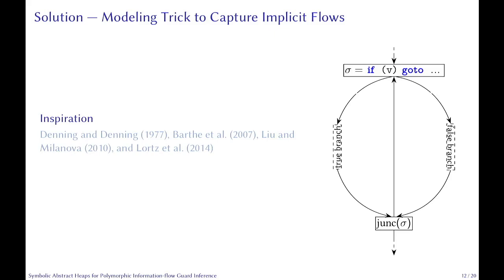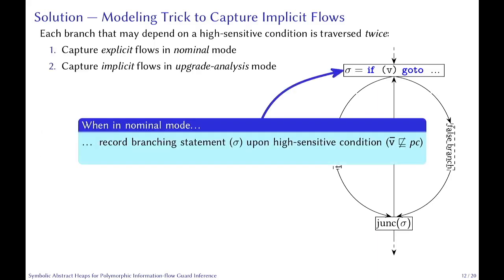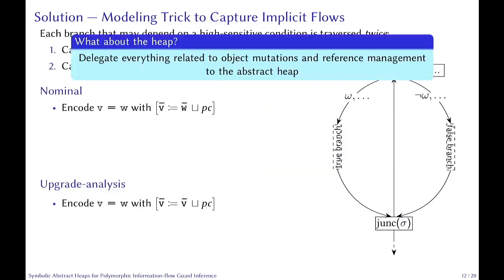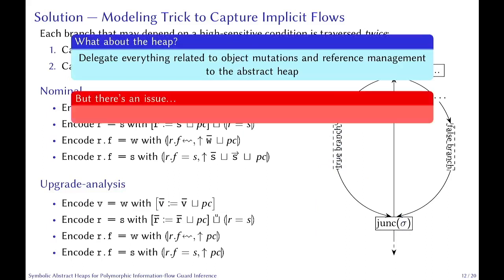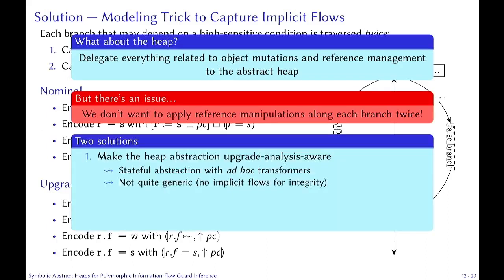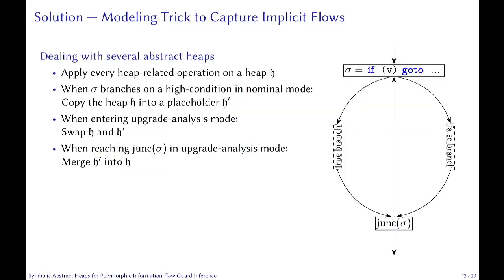There is a bit of a trick to capture implicit flows that I don't have time to explain, so I will skip to the next part. Sorry, we can discuss that later if you want. The main point is that we have to use several heap abstractions altogether to be able to capture implicit flows via the heap. Okay, we can discuss it later.